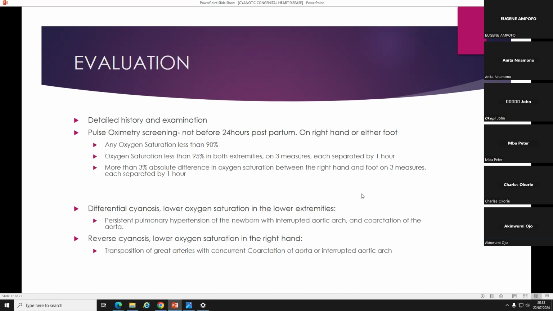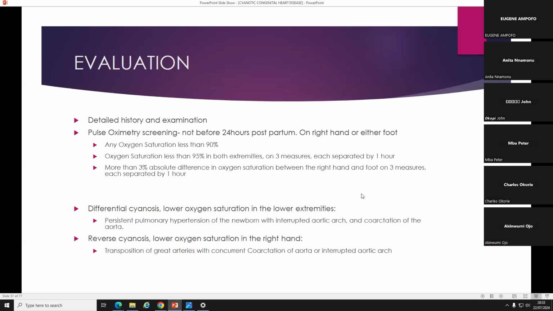Then one of the cardinal screening methods that we use is pulse oximetry screening. The advice is not to do this before 24 hours postpartum. You can do it on either the right hand or either foot. It is positive when there is any oxygen saturation less than 90%, when there's oxygen saturation less than 95% in both extremities on 3 measures, each separated by 1 hour, or when there is more than 3% absolute difference in oxygen saturation between the right hand and foot on 3 measures, each separated by 1 hour. It could also be differential cyanosis, as explained.